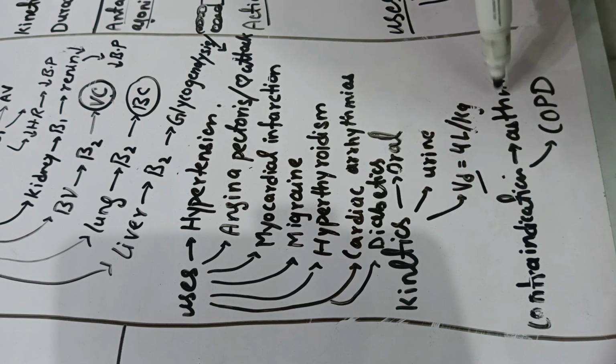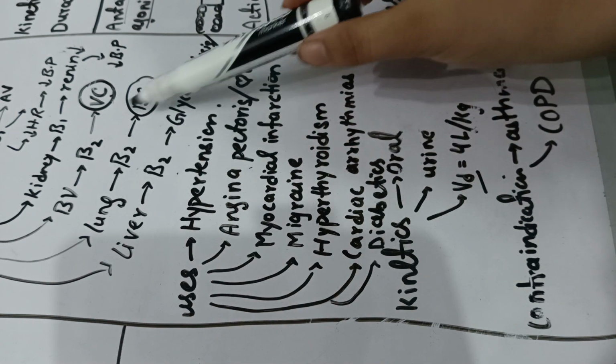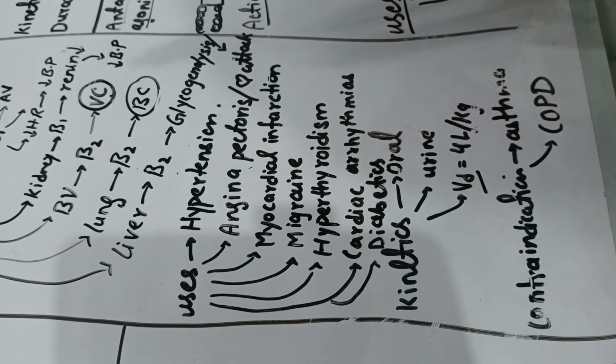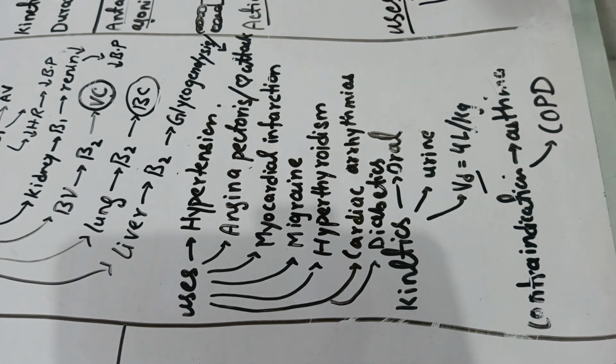Then contraindication in the case of asthma and COPD, because as we have discussed, in the lungs they can cause bronchoconstriction. In asthma or COPD patients, who already have bronchoconstriction, we cannot give these drugs to them because they can cause death to these patients.